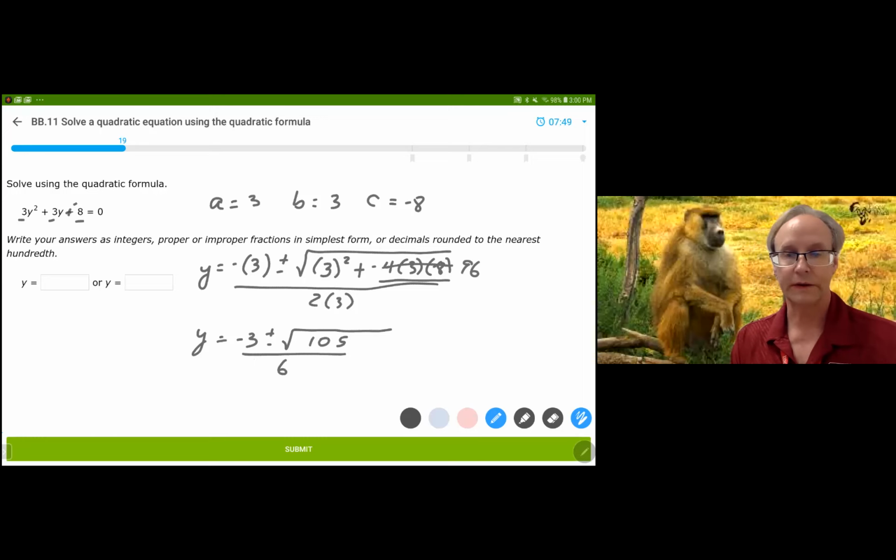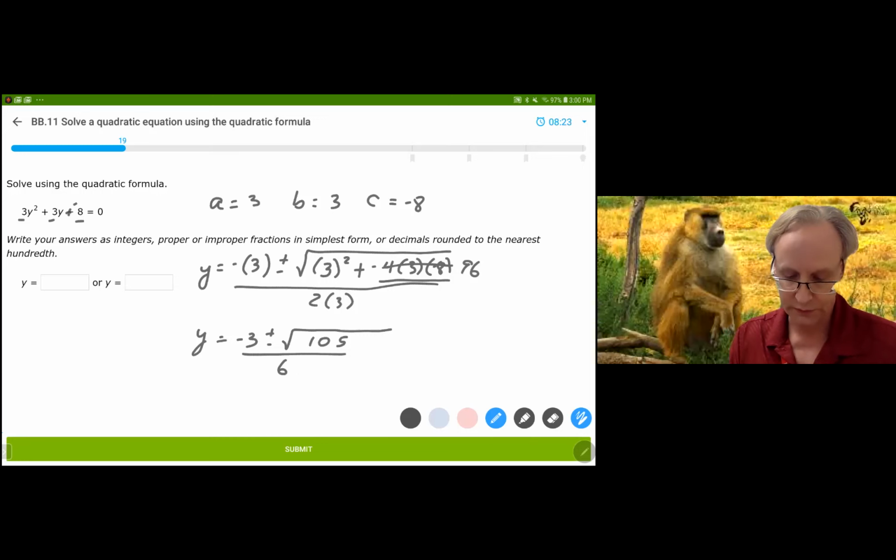Now, a very, very common mistake is to want to cancel that 3 and that 6. Be very careful. That 6 is a common denominator. Now, this is my answer right here. Now, we're supposed to simplify this and get an approximation. Now, I happen to know that the square root of 105 is approximately 10.25, more or less. So I could probably get it pretty close, but it's better to use a calculator on this. So I'm going to use my calculator and round it.